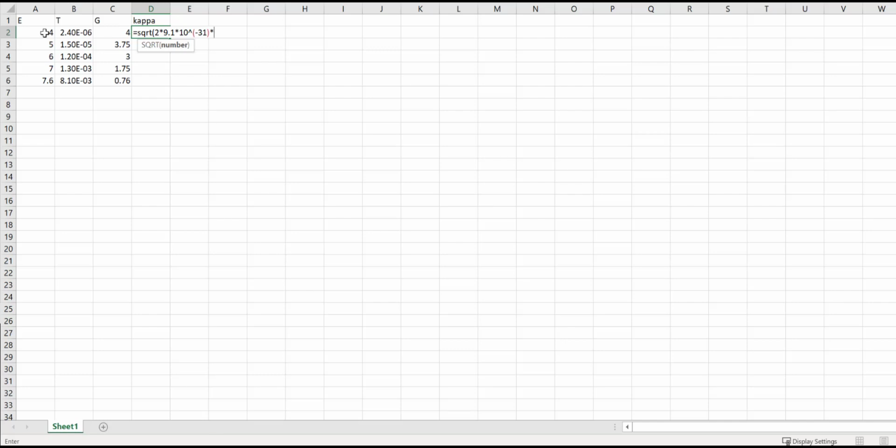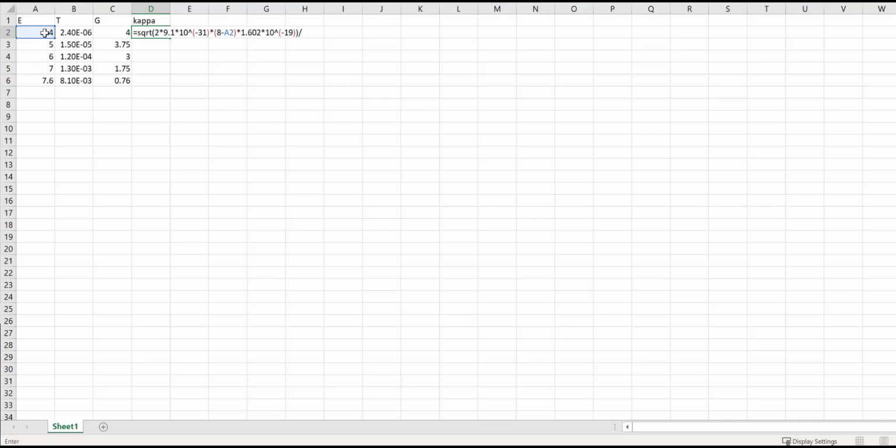Times the difference in energy, and the difference in energy is between 8 minus this cell and this one, multiplied by 1.602 times 10 to the power negative 19, and close the square root now. I forgot to multiply by 2 pi. No, I don't need to. Yeah, we need to divide by h-bar now.